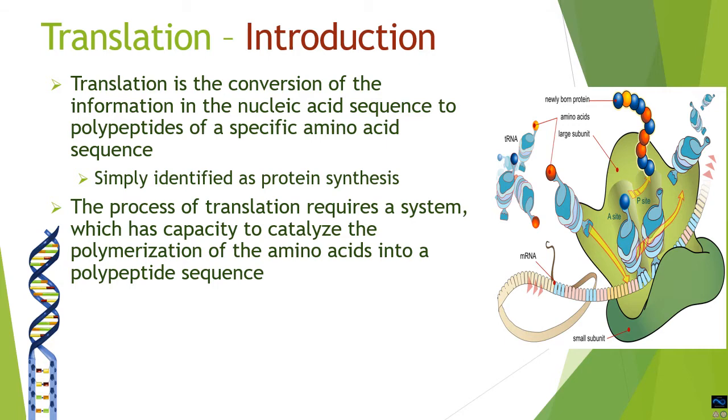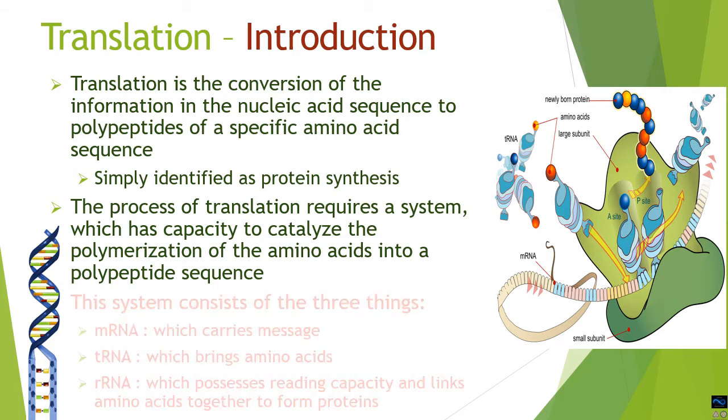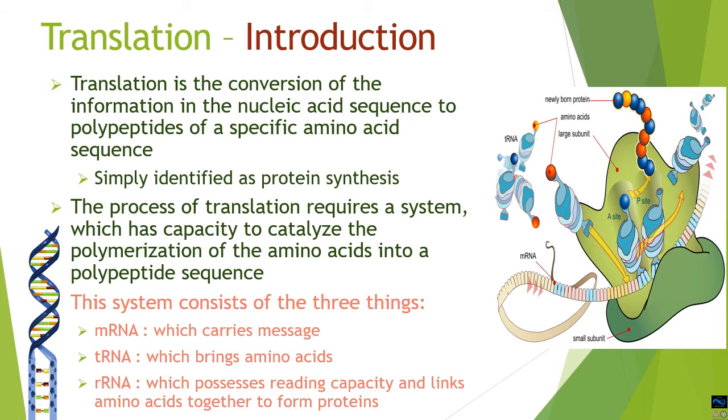And this protein synthesis, or translation, involves a specific system which has the capacity to catalyze the linking of the amino acids, called polymerization, so as to form a polypeptide sequence out of it. It requires three things essentially: the mRNA, which carries the message of how to link the specific amino acid sequences; tRNA, which brings the amino acid to this system; and the rRNA, ribosomal RNA, which possesses the reading capacity of the mRNA, converts this sequence and links the amino acids together to form proteins.